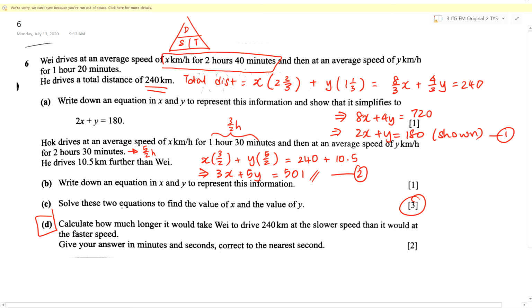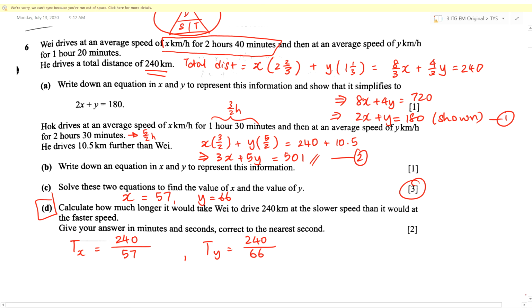In part C, we found that x is equal to 57 and y has a value of 66. So now to answer part D, using the same relationship between distance, speed and time, we want to find the time difference. So time for x will be the distance 240 divided by the speed 57. Time for y, same distance divided by the other speed.